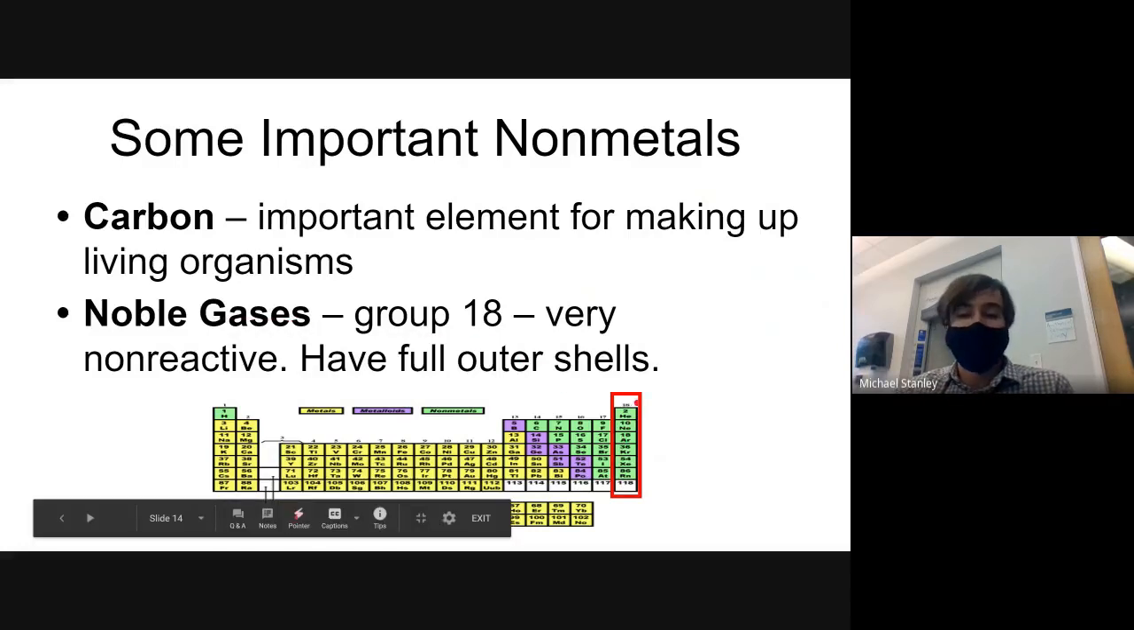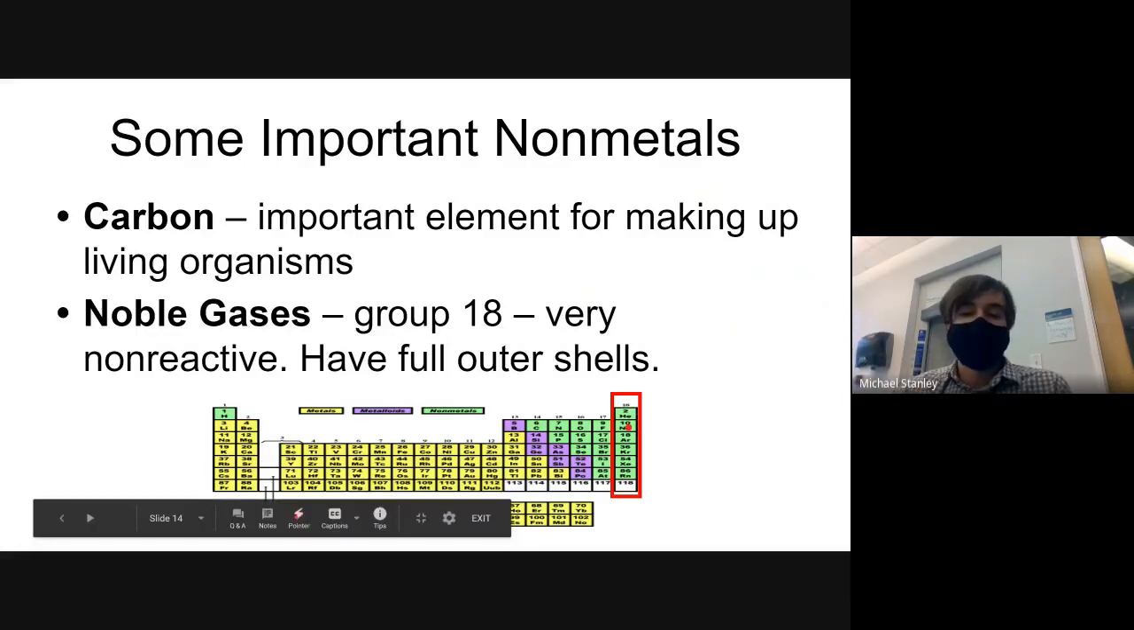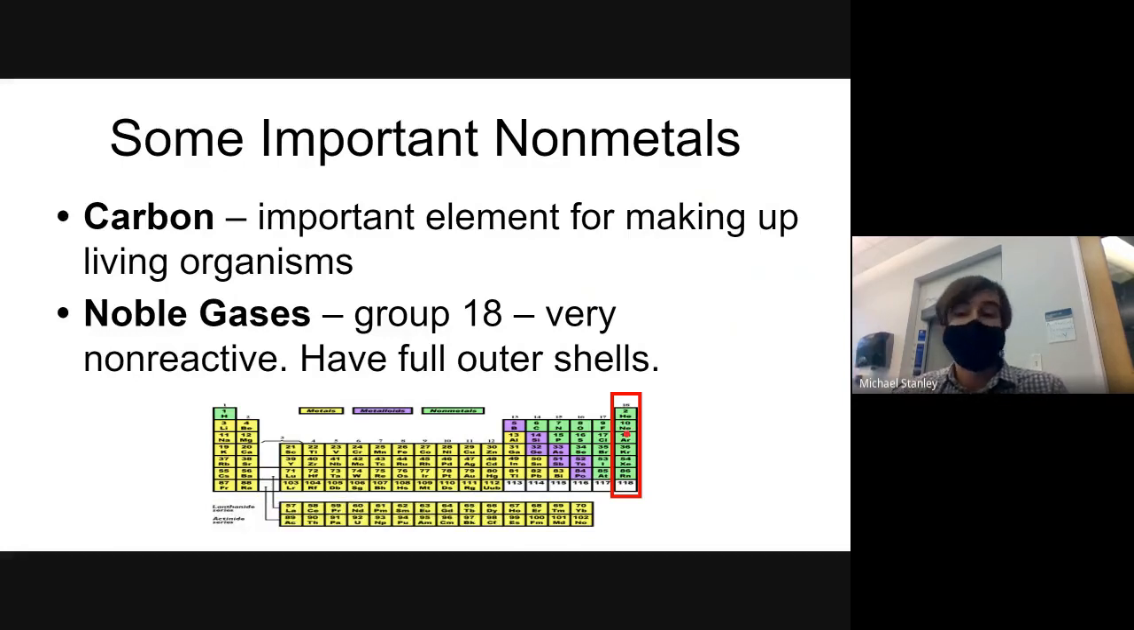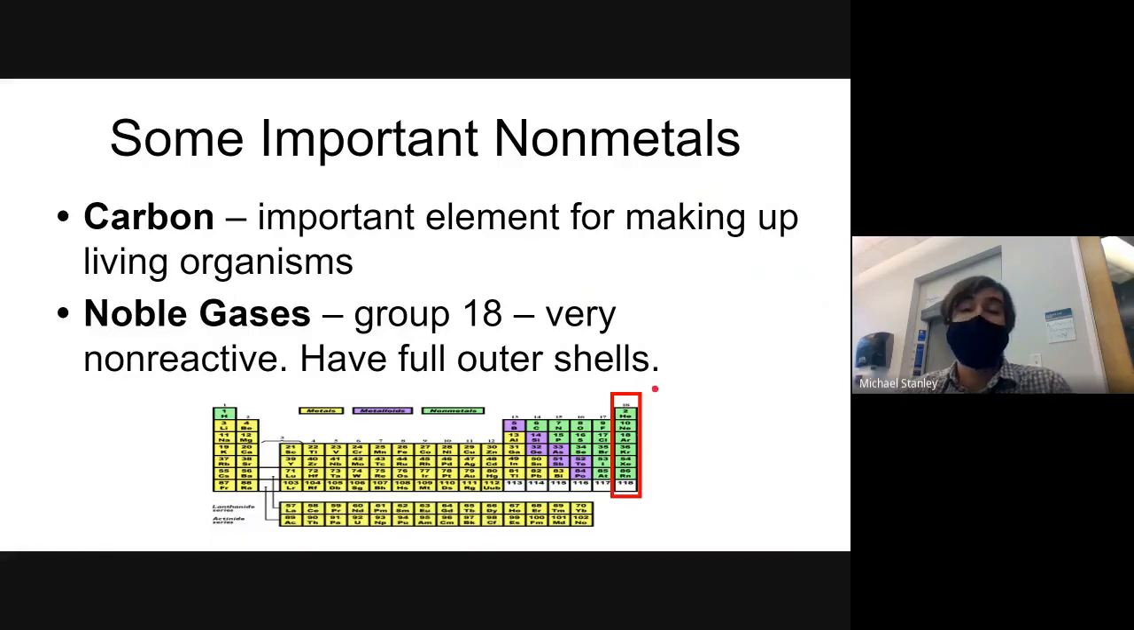And so if you remember, helium has 2 electrons on its first shell. Neon has 8 electrons on its second shell. Argon has 8 electrons on its third shell, and so on and so forth as you move down the group right here. And so these guys have the full outer shell already.